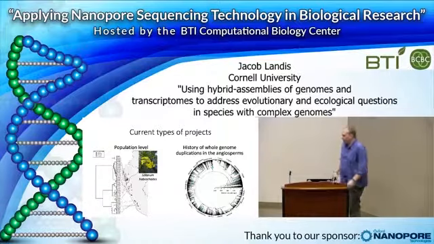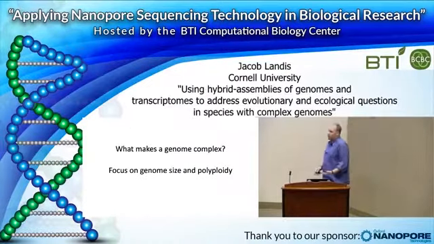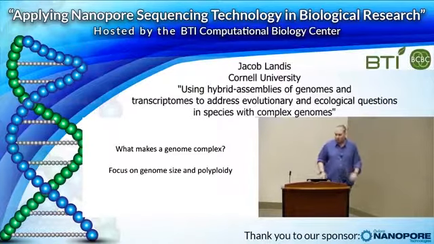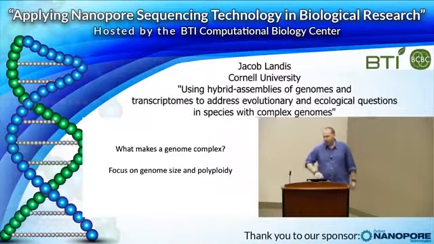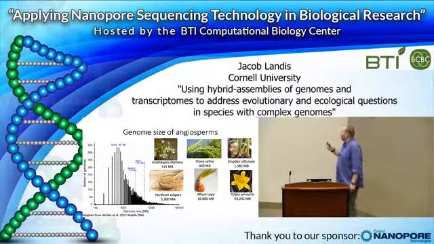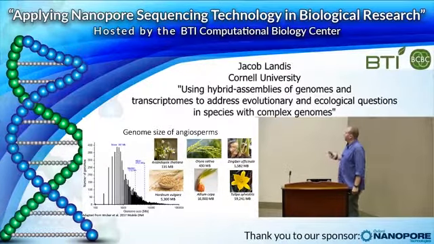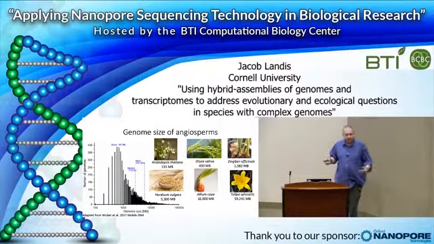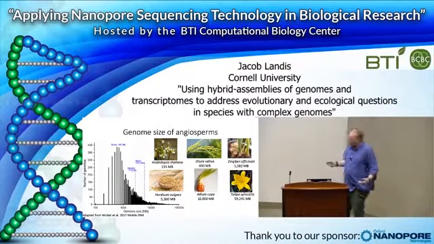And so in my title, I talk about complex genomes. I'm going to focus on genome size and polyploidy for this talk. So here are data for the distribution of genome sizes in the angiosperms. Arabidopsis thaliana, the model of the plant world, is about the same size as some of Fei-Wei's hornworts. Easy to work on.